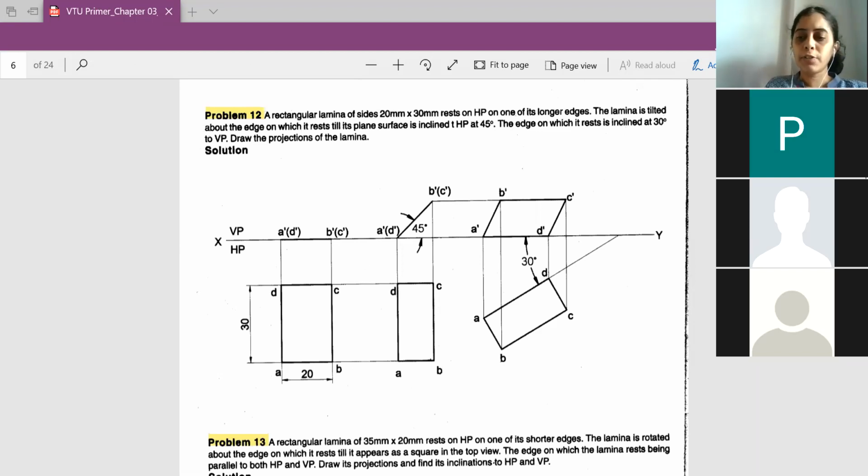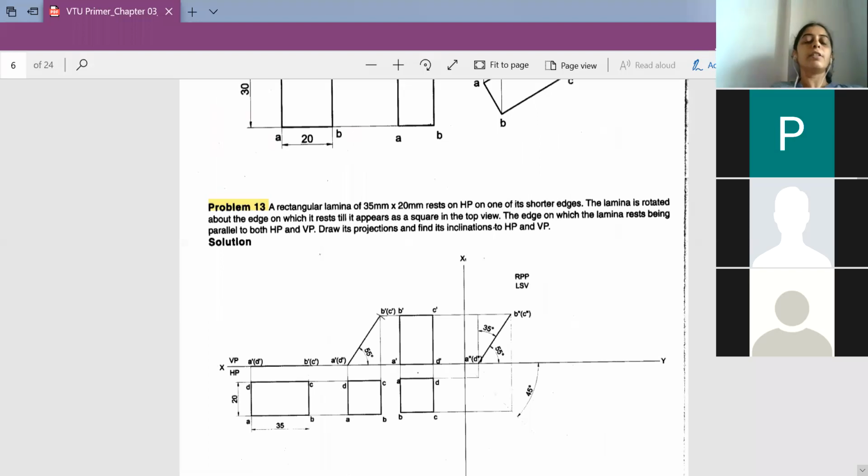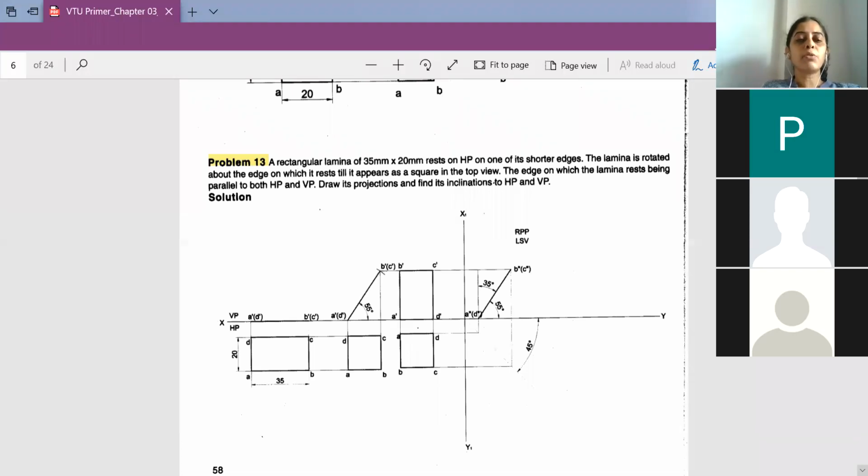And the last question for today. Okay, so this is also a problem on the rectangular lamina. So what is being told here?